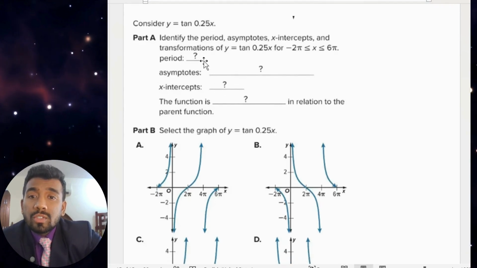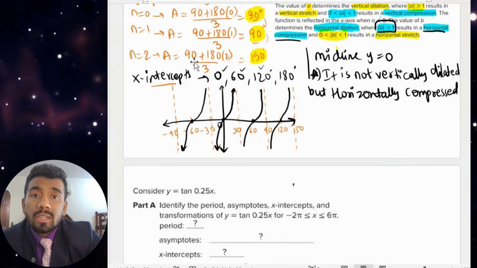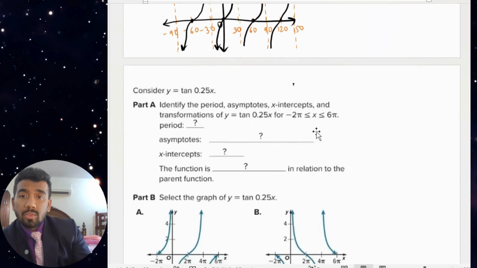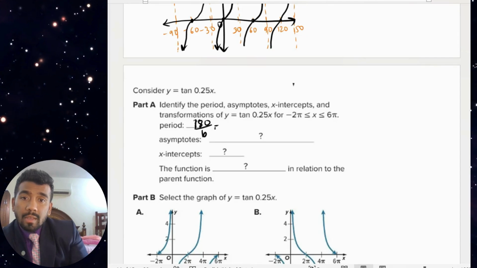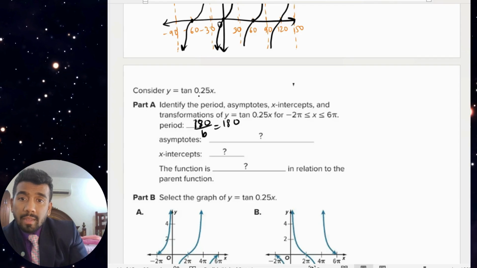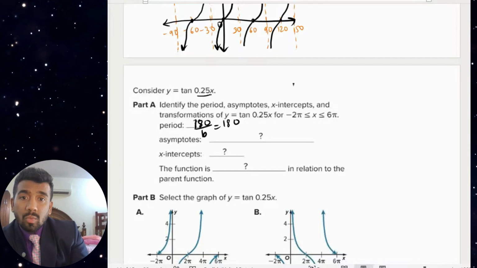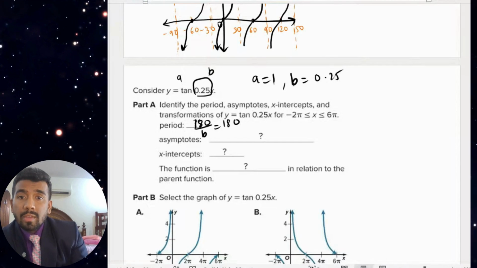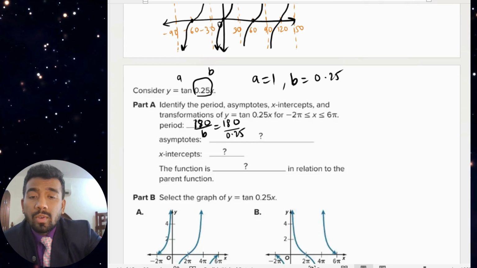Now let's go to this question, period. How you find the period of this function? Same. What is it? 180 over b. Okay, so what's the period? So it's 180 over b. So 180 over, what's the b? This is the b. That's your b and that's your a. Nothing means 1. So a is 1, b is 0.25. So 180 over 0.25. What's 180 over 0.25?